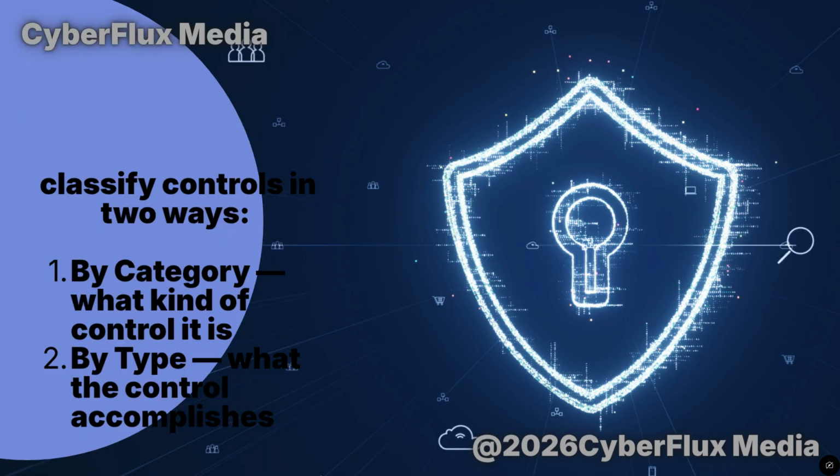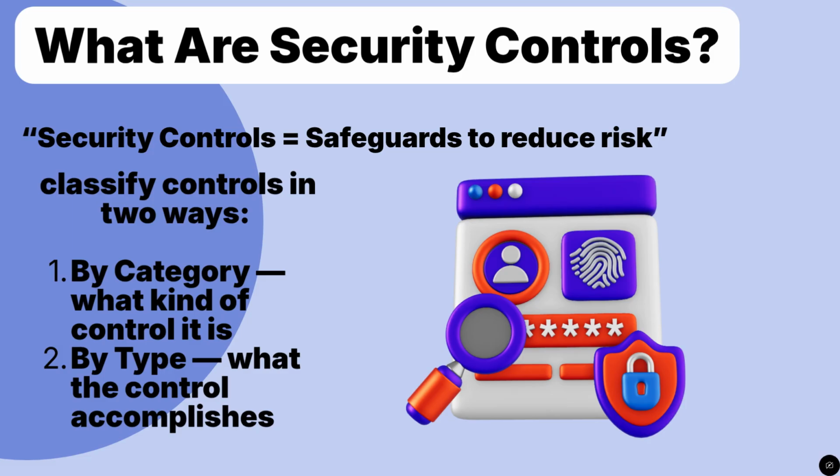Let's get started. So in section 1, what are security controls? Security controls are safeguards and countermeasures that organizations use to reduce risk, protect assets, and enforce security policies. In Security Plus, you classify the controls in two different ways. First, by category, meaning what kind of control it is. And second, by type, meaning what the control actually accomplishes. Both classifications appear heavily in exam questions, especially scenario based questions. So it is important to understand them clearly.